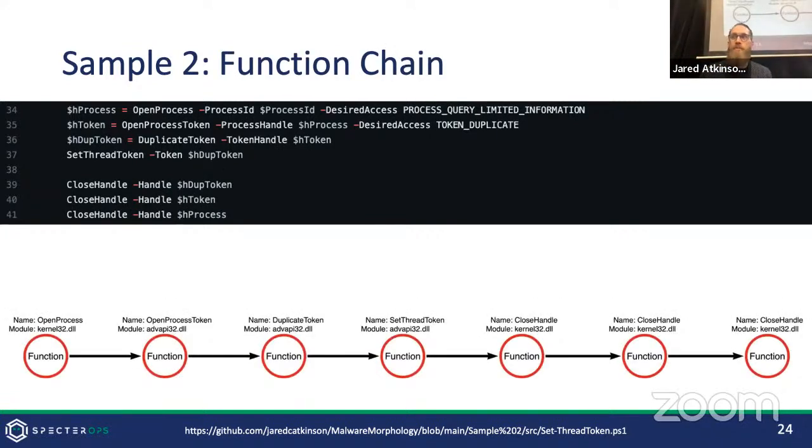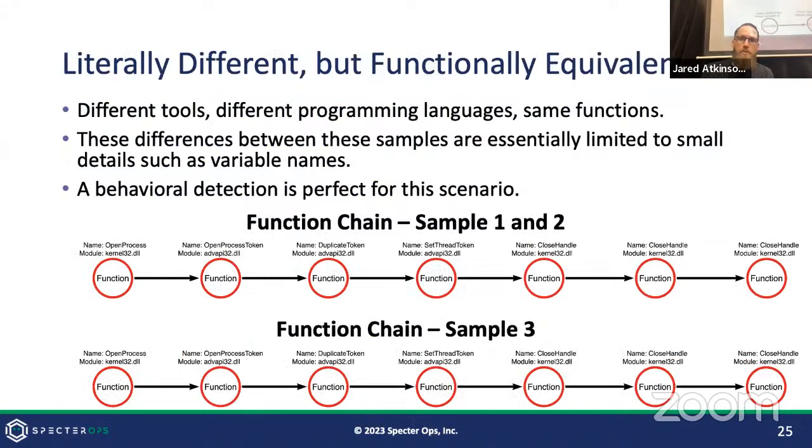And so what we could do is build the function chain again, and what we find is that the function chain is exactly the same. So these are literally different, but they are functionally equivalent. The idea here is that they're different tools written in different programming languages, but they call the same functions. So the differences between these must be only in the least significant bits. The most significant bits are all the same. The least significant bits are the things where changes are happening, okay?